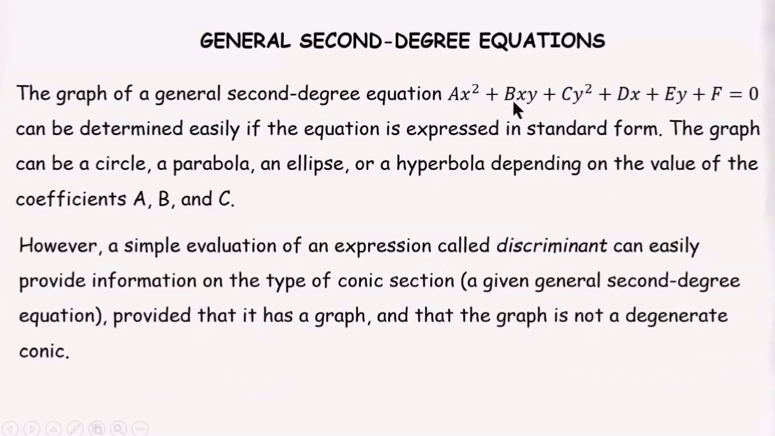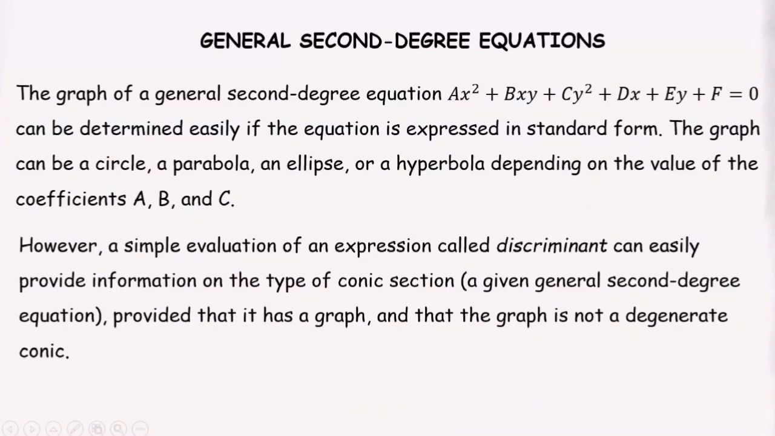If b is not equal to 0, the conic is rotated in such a way that its principal, major, or transverse axis is no longer parallel to one of the coordinate axes. In this section, we restrict our discussion to equations with b equals 0. The graph of a general second-degree equation can be determined easily if the equation is expressed in standard form.